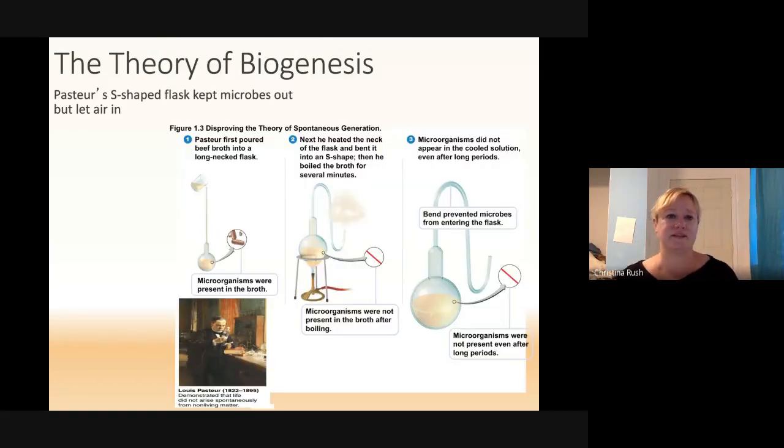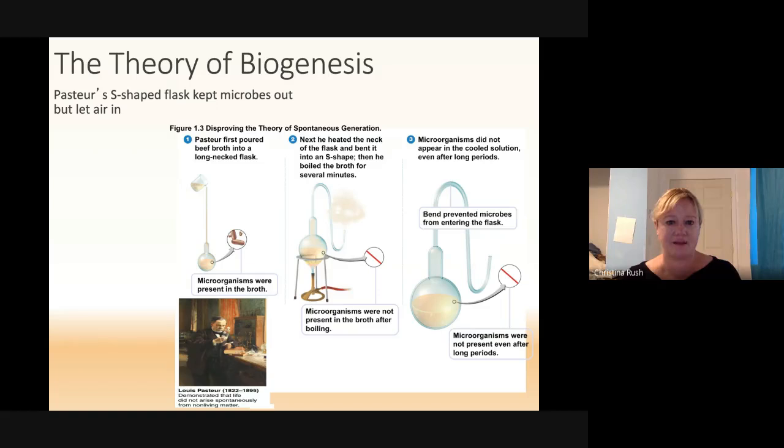The theory of biogenesis was not finally proved until we have Louis Pasteur come along. So we had Virchow say cells can only come from other cells in 1858, but it really wasn't until Louis Pasteur later in his life, and you can see his lifespan goes until 1895, was finally able to really prove that cell theory, prove biogenesis. And he did this using an S-shaped flask, where this S-shaped flask kept microbes out but let air in.